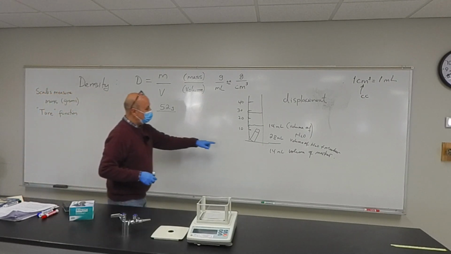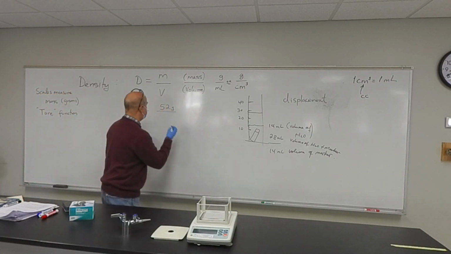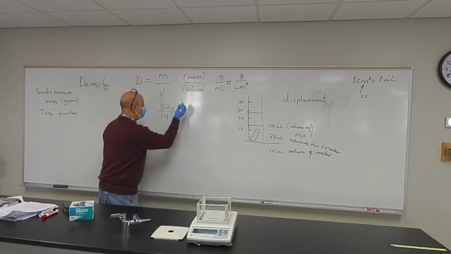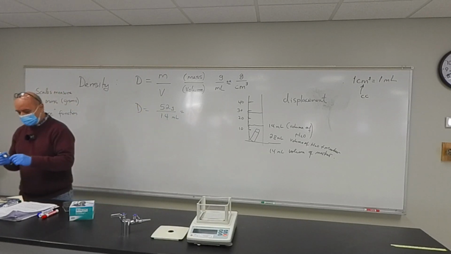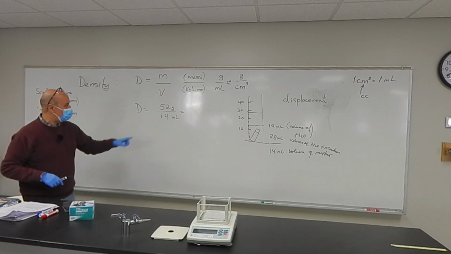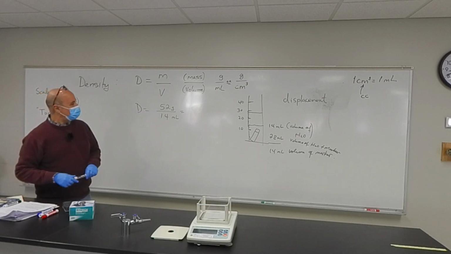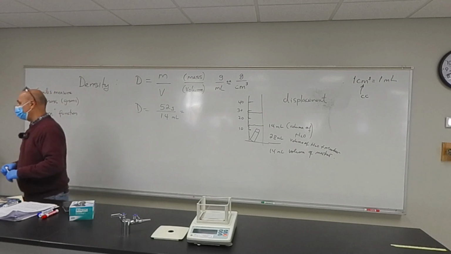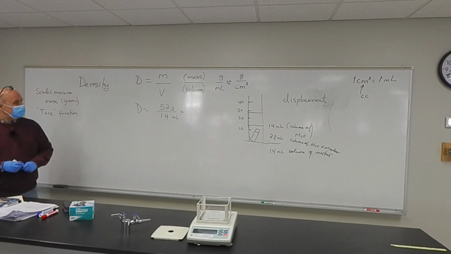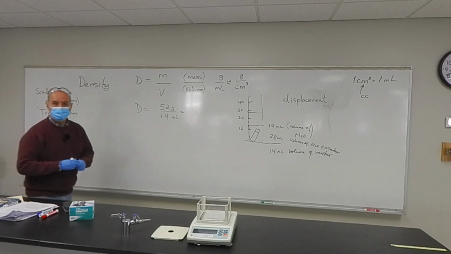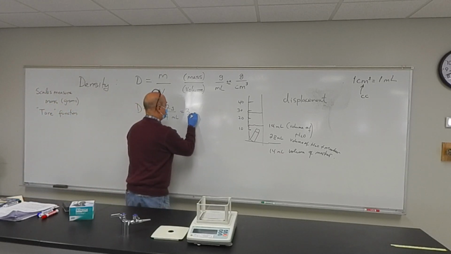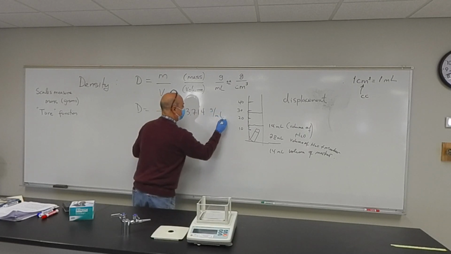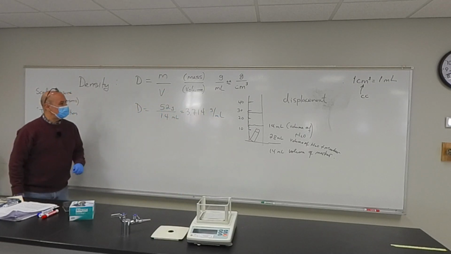So if that is in fact, in my example, the case, I put 14 milliliters on the bottom, then we just do the math. So if you don't mind, please calculate that imaginary density, and let's put it with the proper units. So what is 52 divided by 14? 3.714 grams per milliliter.